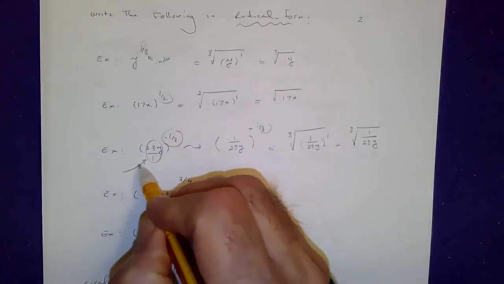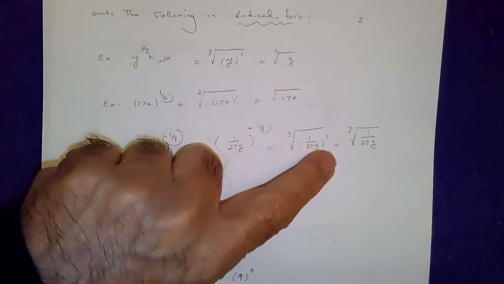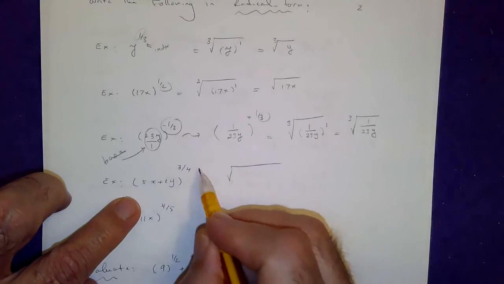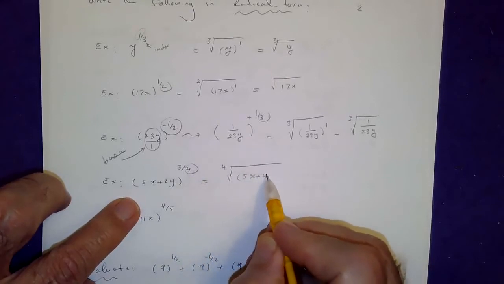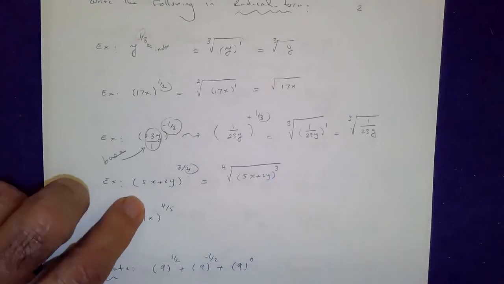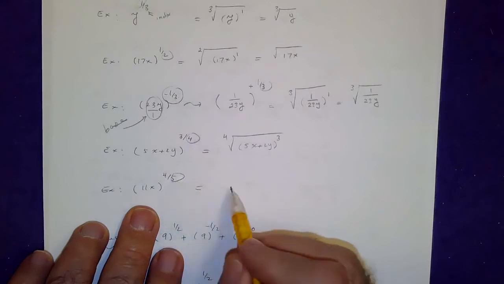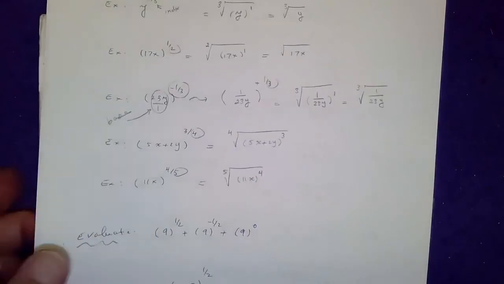This guy has a name, it is called a base. So you've got to flip the base first and then proceed. How about this guy? Well, remember, this is your index. So that's 5x plus 2y to the power of 3. What about this guy? Well, remember the denominator is the index, 11x to the power of 4.